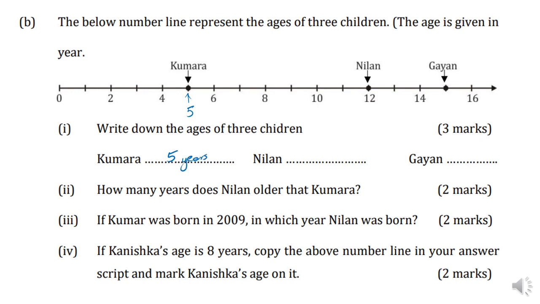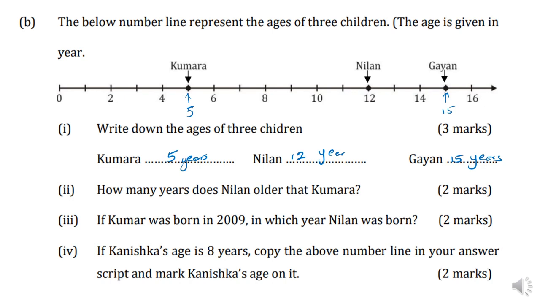And Nalin is 12 years. Gayan is 15 years. Right? How many years is Nalin older than Kumar?